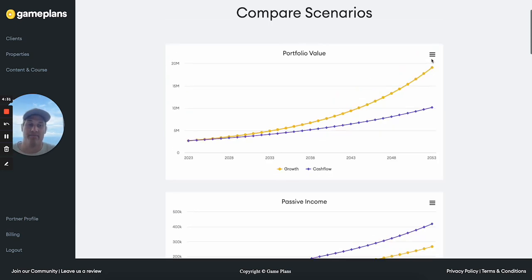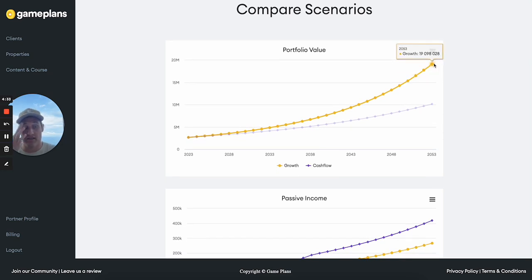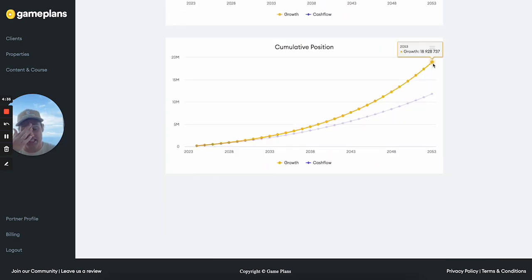These numbers are pretty much discontinuous, because this is the whole portfolio value, whereas this is just the growth on the existing portfolio plus the passive income today. So even though the numbers seem close, they're not what it seems. Hopefully that describes the cumulative position chart, and let me know if you've got any questions.